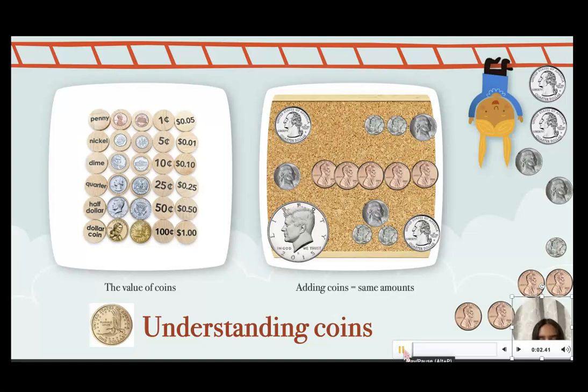We will begin by understanding the coins, the names and the values of each coin. We will begin with the penny. The penny is equal to 1 cent, and it has Abraham Lincoln on it. Next, we have the nickel. The nickel equals 5 cents, and it has Thomas Jefferson on its front. Next, we have the dime. The dime has Franklin D. Roosevelt on it, and it is equal to 10 cents. Then we have the quarter, and the quarter is equal to 25 cents, and it has George Washington on it.